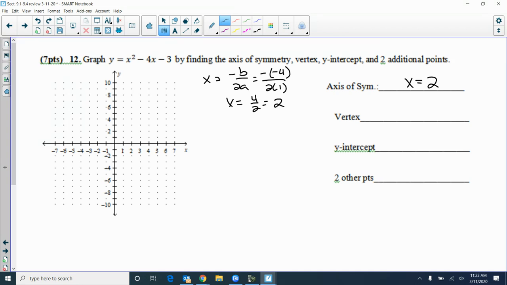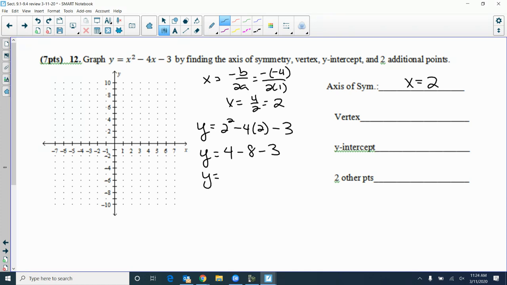All right, how do I find the vertex? Now George has it. You plug it in. Plug the 2 into the equation. So y equals 2 squared minus 4 times 2 minus 3. Use your calculator, that's fine. It doesn't really matter to me, just get the right answer. What should I end up getting for my y value? Give me a second to solve the problem.